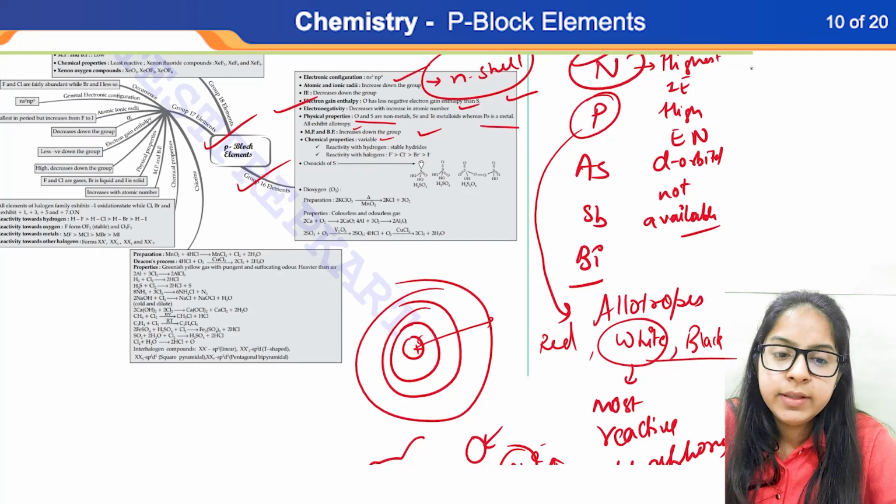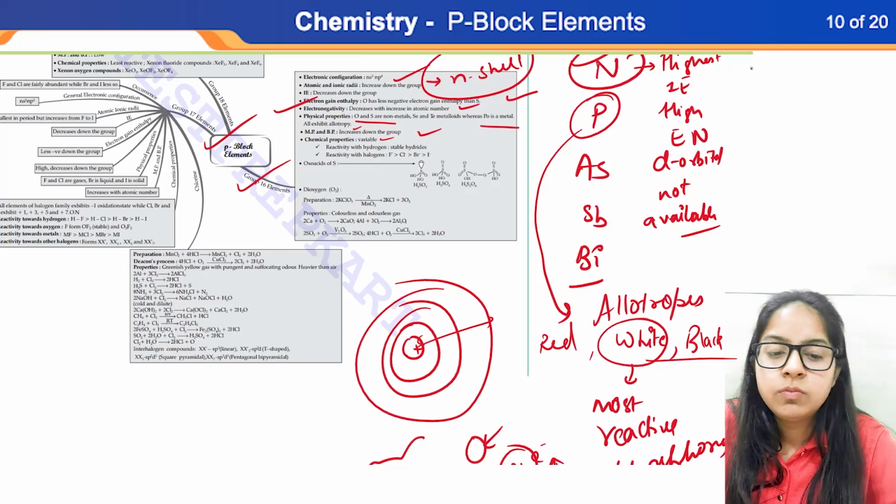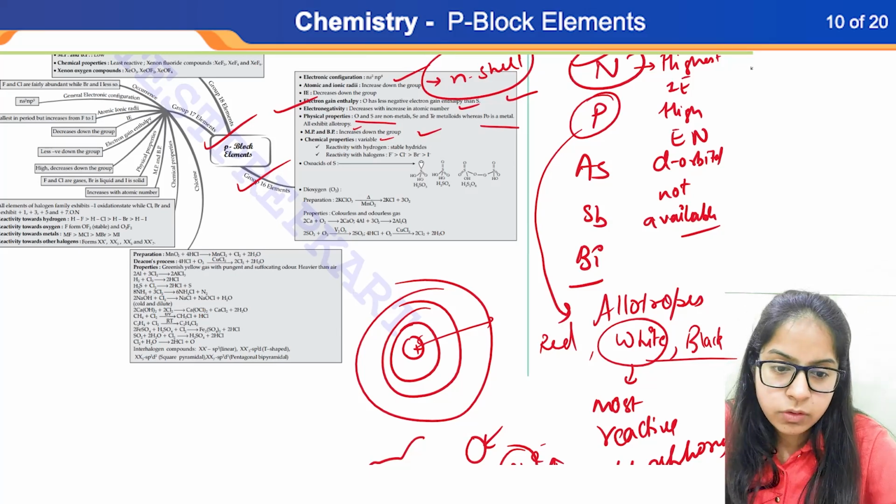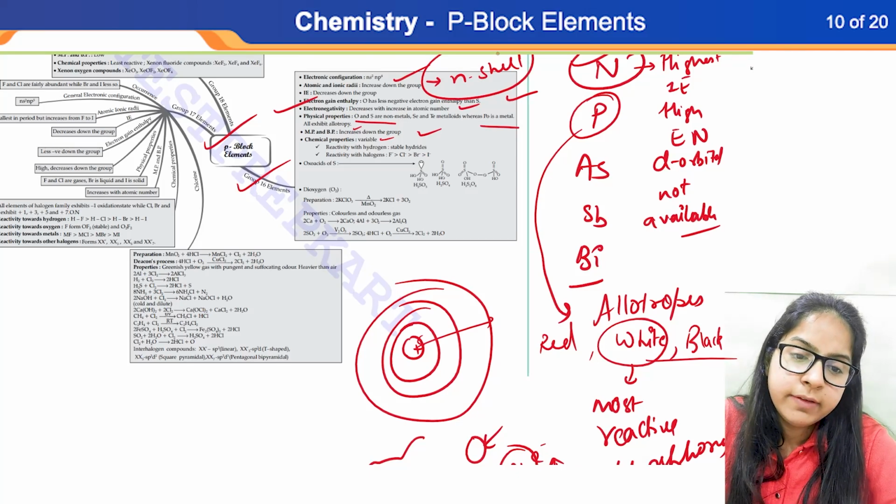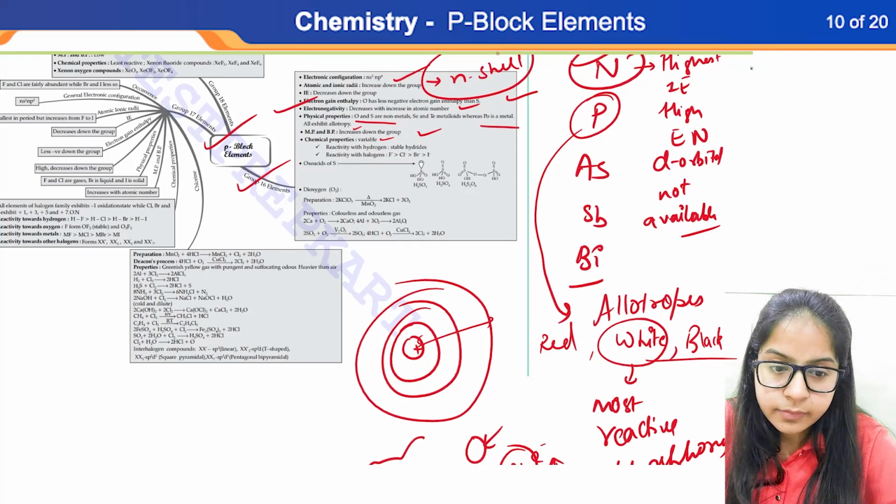Now the reactivity with halogens. See, F- is more reactive than Cl-, which is more reactive than Br-, which is more reactive than I-. Why is F more reactive? Because of its smaller size, it will react with another element easily.